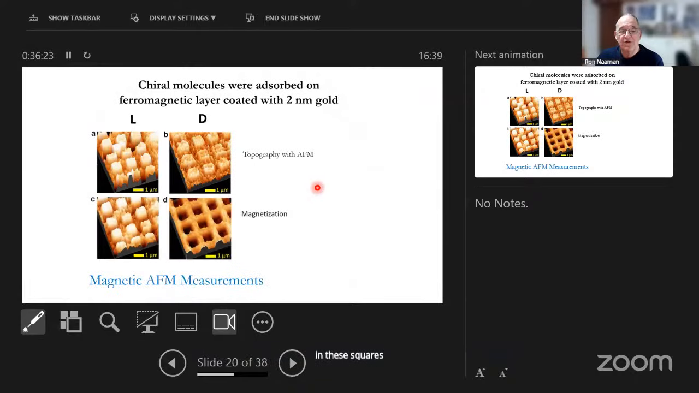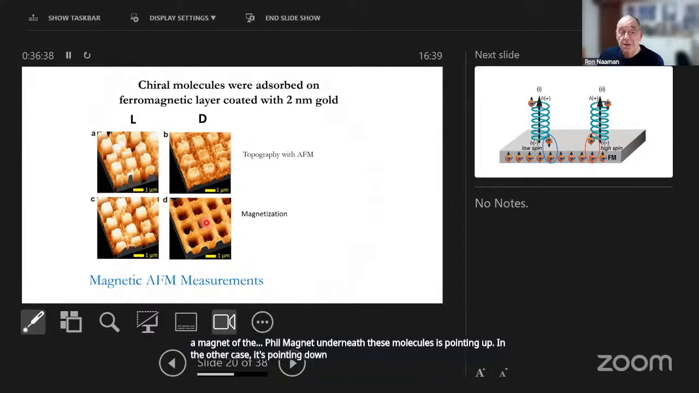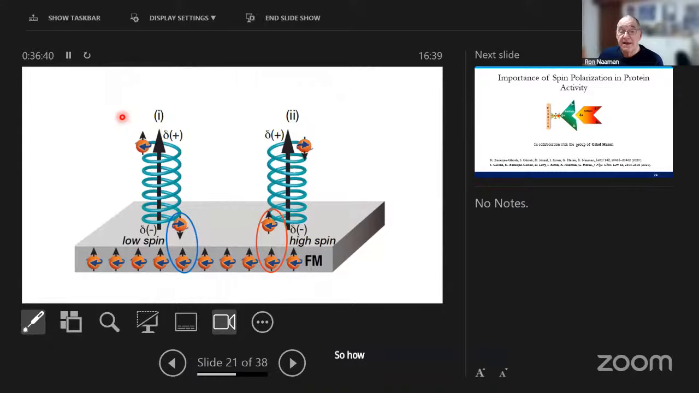And what we find now is that in one case, the magnet of the ferromagnet underneath these molecules is pointing up. In the other case, it's pointing down. So how does it happen? Again, it has to do with the spin polarization of the molecule.